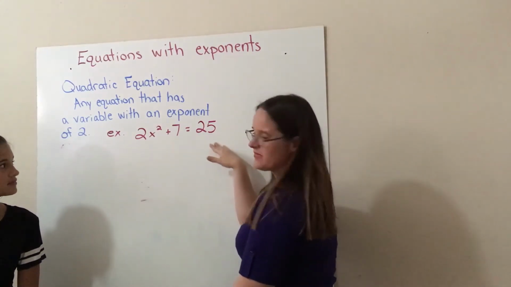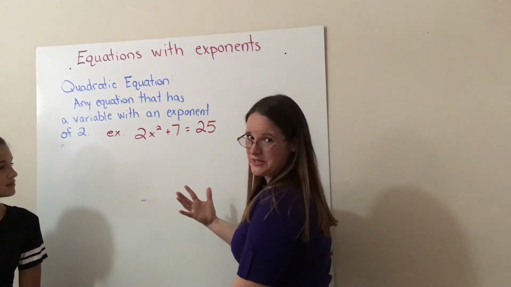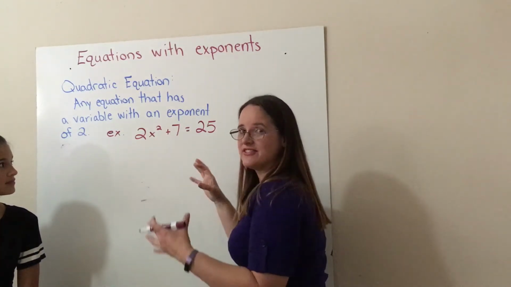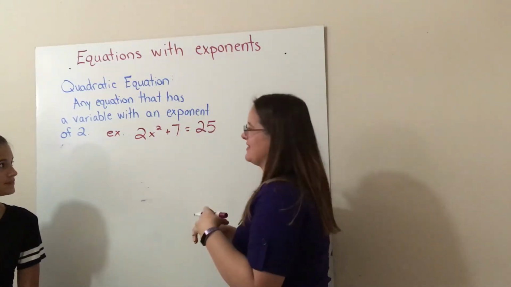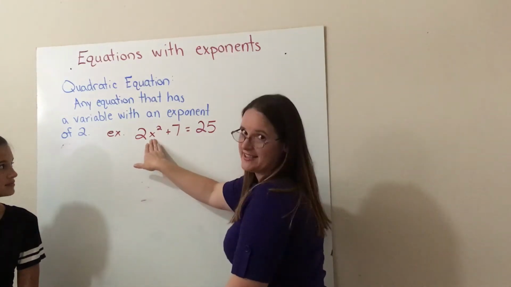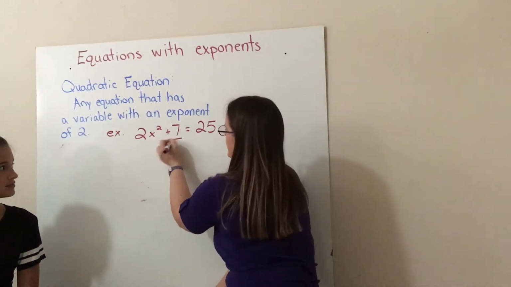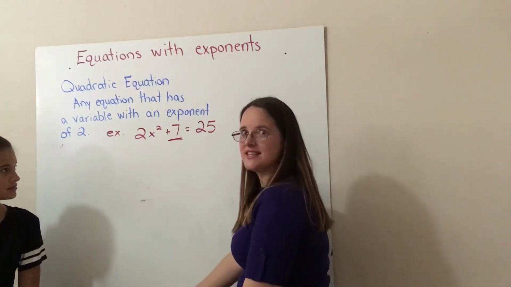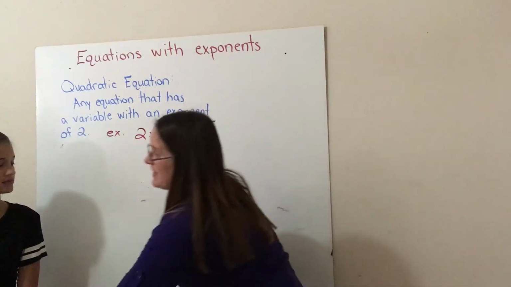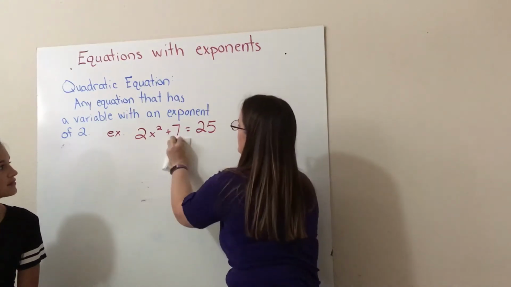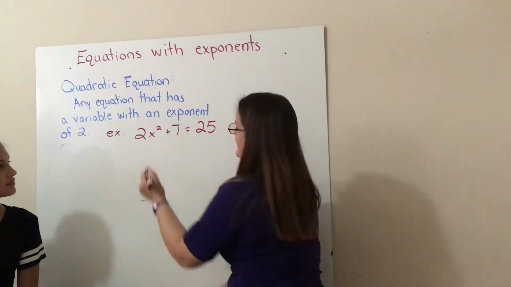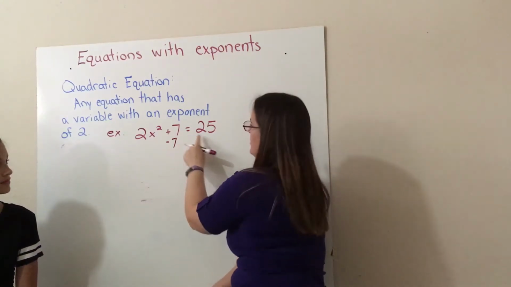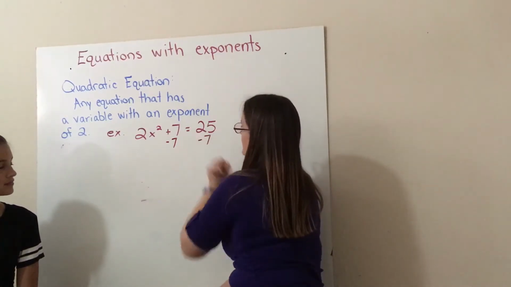So here's my example. My ultimate goal is to get x all by itself. So I have to kind of start breaking away at this equation to get x by itself. So I'm going to start with anything that's not attached to an x, and in this case it's my plus 7. How do I get rid of a plus 7? I subtract 7. So, and in order to keep it equal, I've got to do that on both sides.